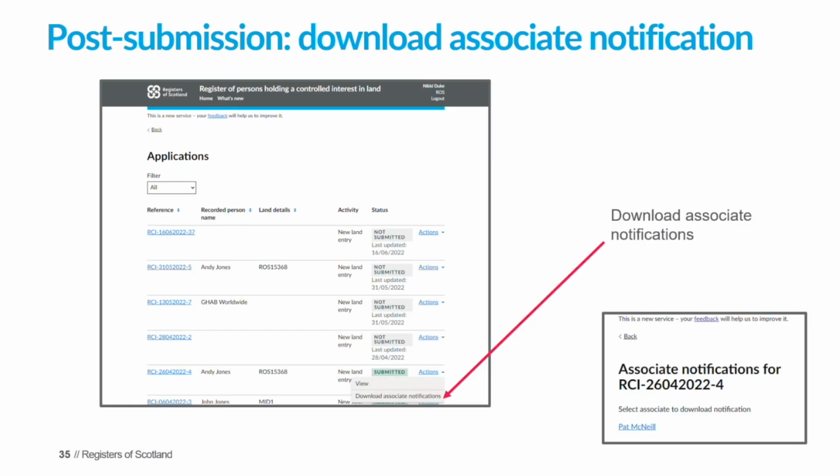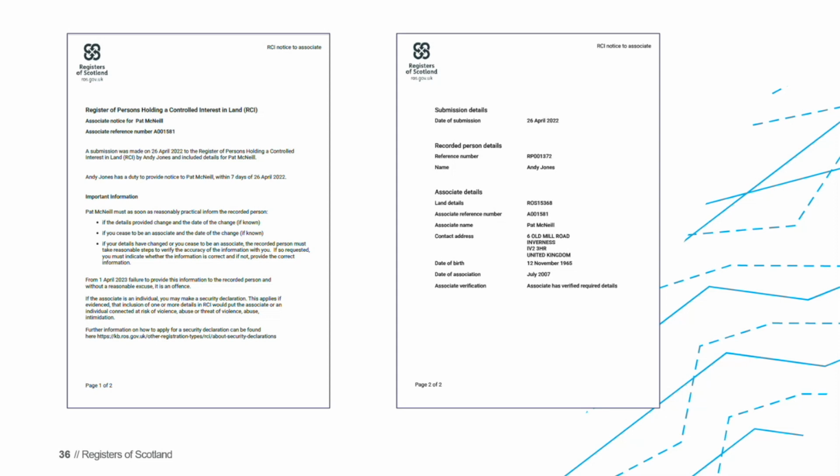After submission, this screen gives you the option to download the associate notifications. It is worth pointing out that, unlike a non-Regulation 23A submission, where a recorded person must notify their associates that they have made a submission, in the case where Regulation 23A is made, the recorded person obviously does not have to notify themselves that they're an associate, although they should notify any additional associates. The associate notification looks much like this.